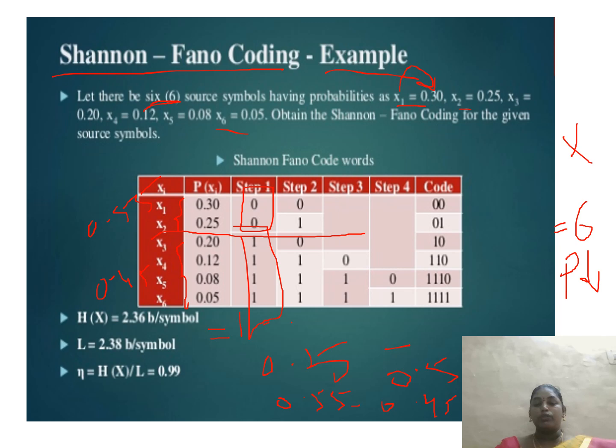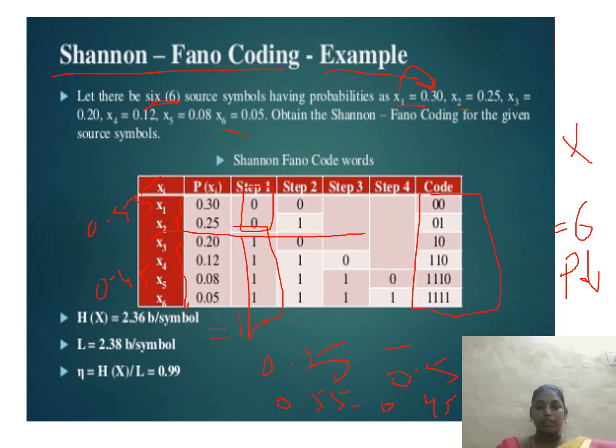And again, it should be continued. This partition should be continued until no further partition is possible, and we assign the same rule: upper probability with 0 and lower probability with 1. If you do it continuously until further partition is not possible, then the coding ends, and we can get a code like this.